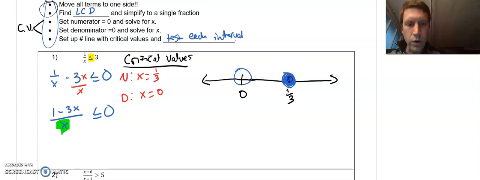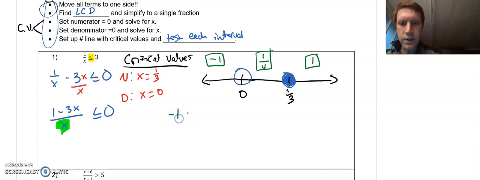The critical values from the numerator will be determined by whether you have an equal sign or not. So I will color the circle in for 1/3. Now I want to pick some test values in between each of these sections. We'll do -1 on the left, 1/4 in the middle, and we'll pick 1 over here.